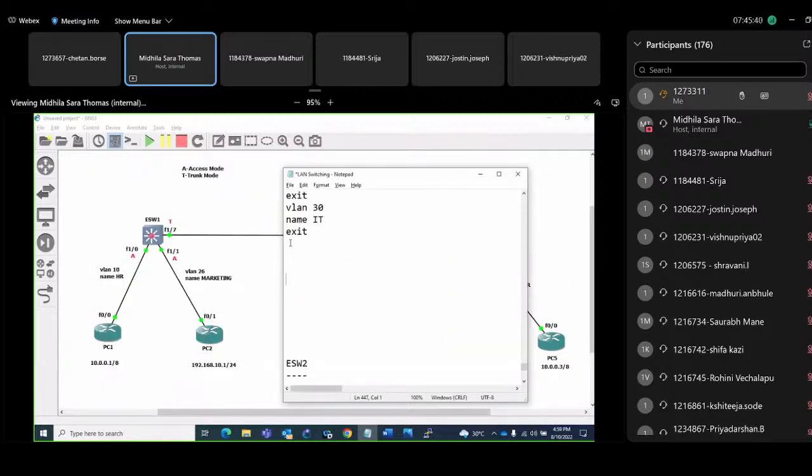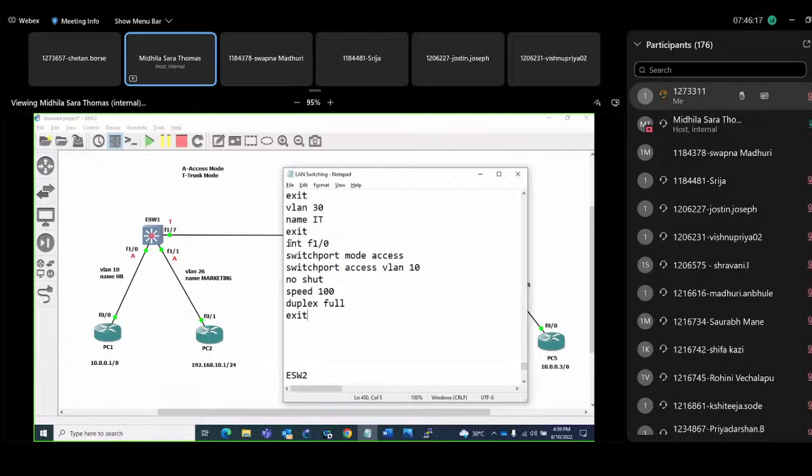Now, what was the next task? Yes, put the interface into access mode or trunk mode, right? So interface F1/0. Switchport, you people told me it's just access. Switchport mode access, switchport access VLAN, which VLAN is it? 10. No shut, speed 100, duplex full, exit.